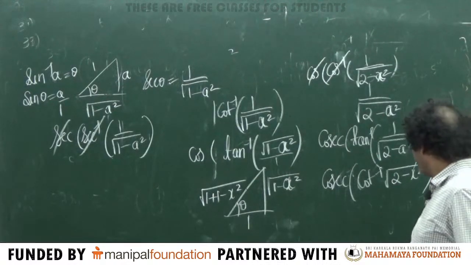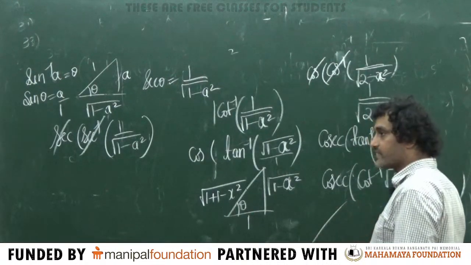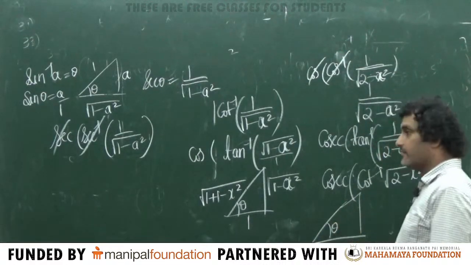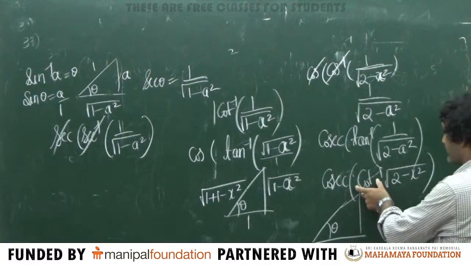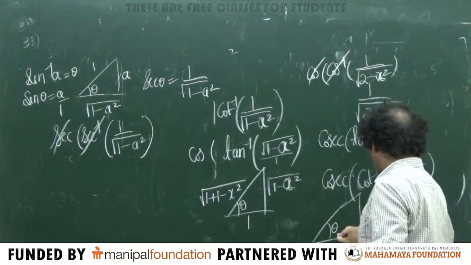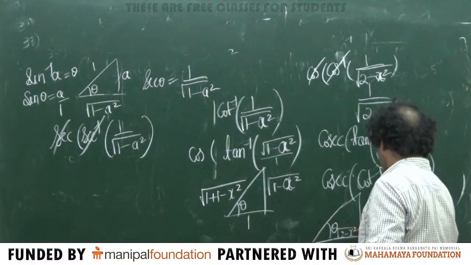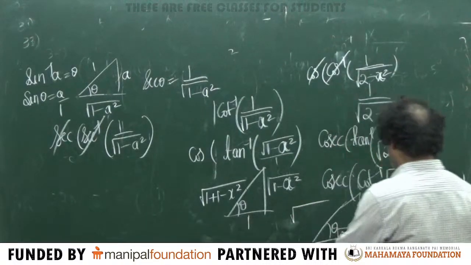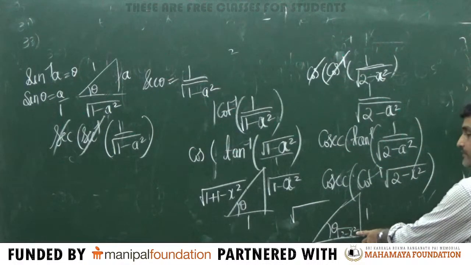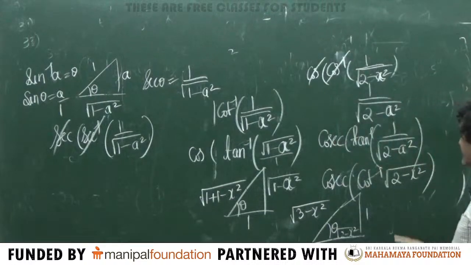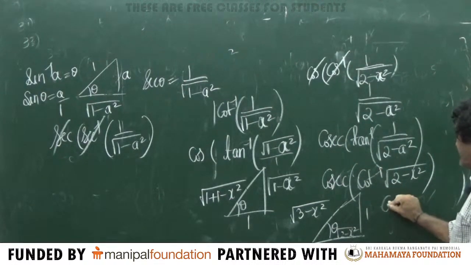This much you copy. Again you have to do the same thing. Are you able to see this? You are able to see this much, right? If this is theta, what's cot theta? Adjacent by opposite. So adjacent is root of 2 minus x square, and opposite is 1. So this will be who? Isn't it 2 minus x square? When you take square, this will be 2 minus x square plus 1. Isn't it 3 minus x square? Correct?